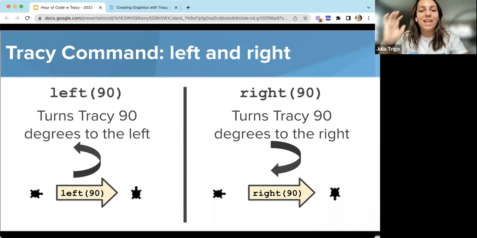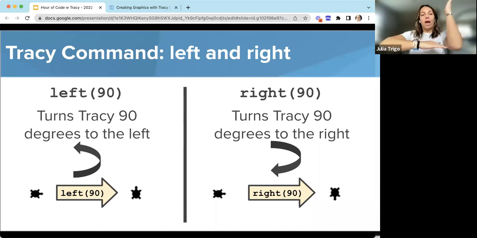A little tip is that 90 is the amount of degrees. So if Tracy's here and she moves to face up, we can turn her to go in the middle. So if you have like a letter K or N and you need that line that is at an angle, that would be our 45 degree angle. So we can use other numbers inside. If you want Tracy to turn all the way around, she's facing up, you want her to face down, you can either use left 180 or right 180, and she'll just turn completely around from where she's facing.